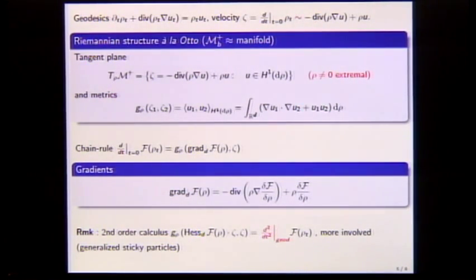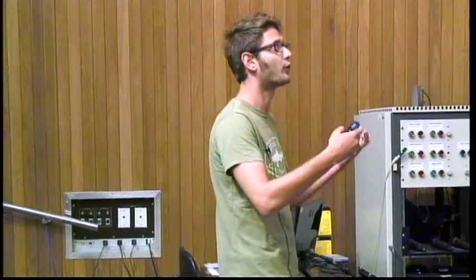And you can actually do much more than this. You can define the Riemannian metric, which is basically the weighted H1 of d rho scalar product. And it turns out that this is a nice point of view to view M, the set of non-negative finite Radon measures, as a manifold endowed with this formal Riemannian structure.